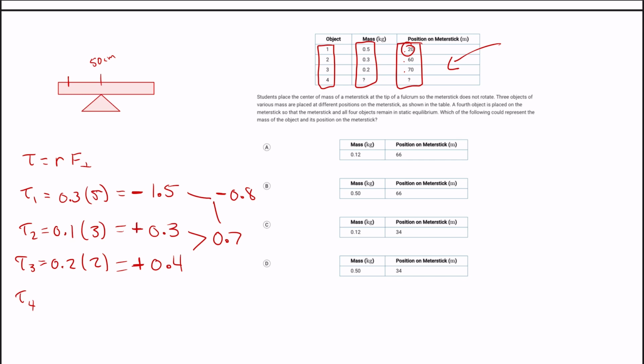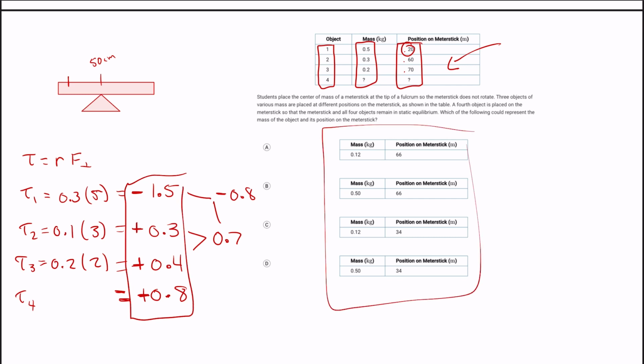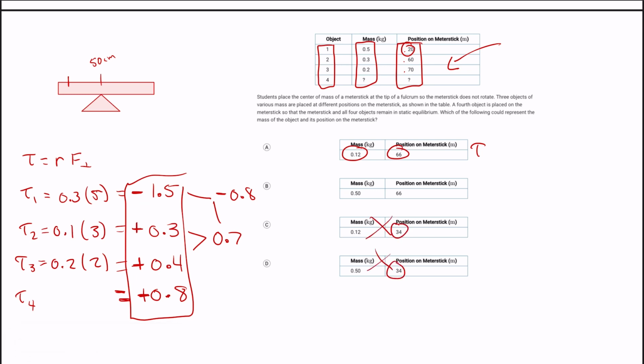All right. So that means I need the torque of 4 to still be positive 0.8 in order to actually set this all to equilibrium so that this all together can cancel itself out. Great. So then which one of these answer choices actually give me a torque of 0.8? Well, let's figure it out. If the mass were 12, all right, and the position on the stick were 16, then remember, it needs to be positive torque, so that means it has to be on the right side, so we can cancel out C and D because position 34 centimeters are both on the left side.